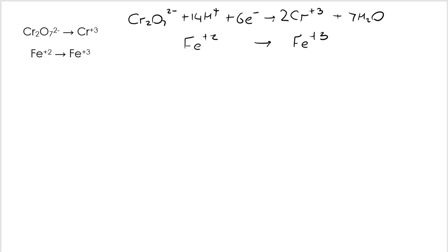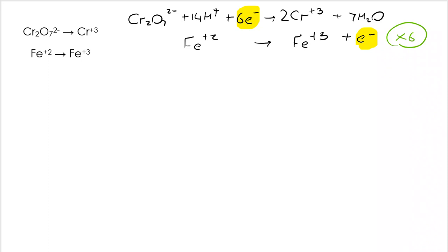I do the same with the Fe2+ to Fe3+. I don't need to balance the variable, or the oxygen, or the hydrogen. I just need to balance the charge by adding an electron. I'm then comparing how many electrons there are in each one. I've got 6 electrons in the top and 1 electron on the bottom, so I'm going to multiply the one on the bottom by 6 in its entirety.